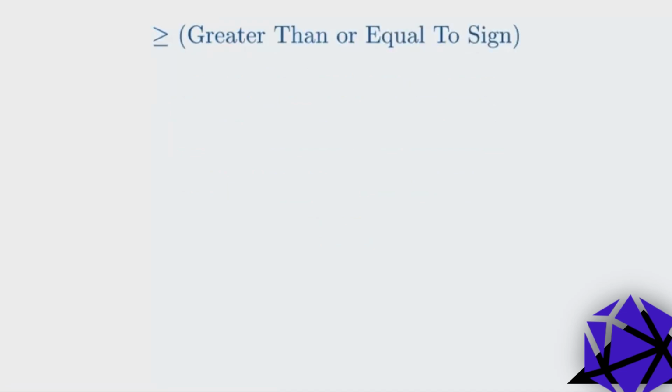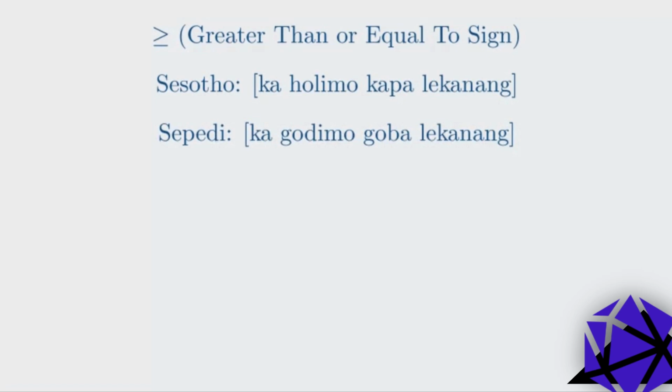This sign means the first number is either larger than the second, or it could be the same. In Sesotho, we say kaholimo kapalikanang. In Sepedi, we say kagudimo goba likanang. And in Zulu, we say Fizulu Noma Lingana.